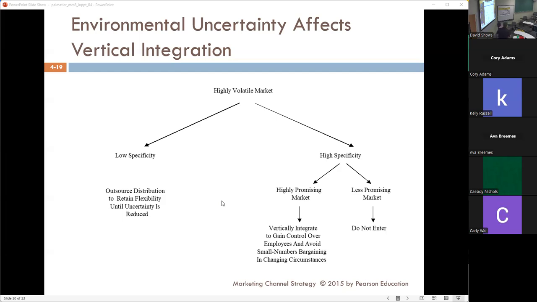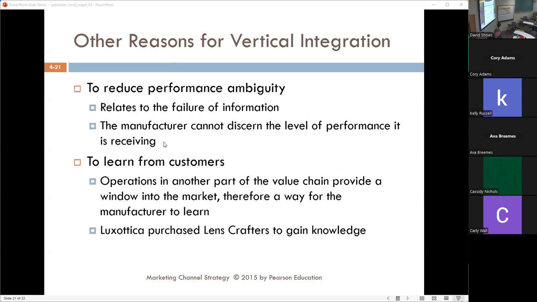And of course, in a less promising market where you have high specificity, the answer is not there. But even in a highly volatile market with high specificity, if the market is promising, jump in and vertically integrate. So what are the other reasons why you vertically integrate?